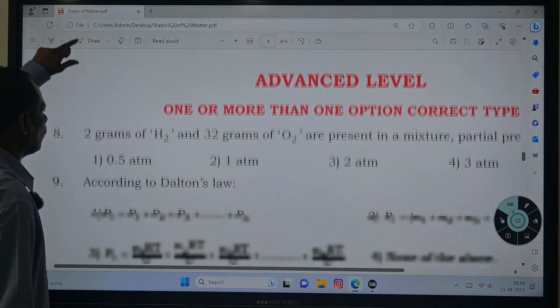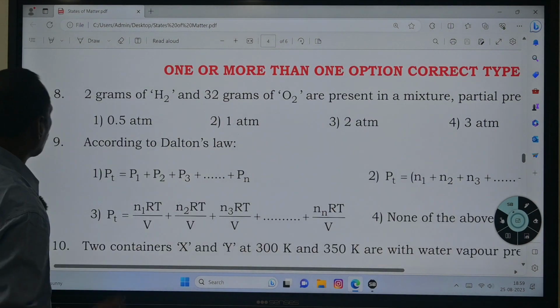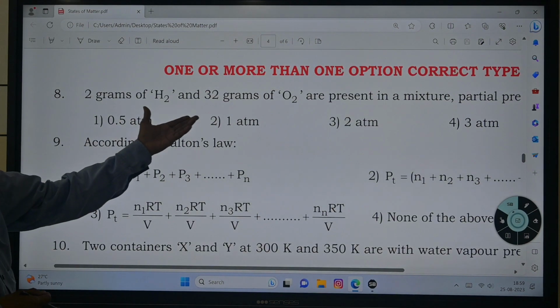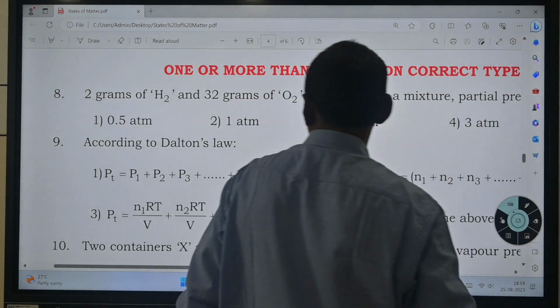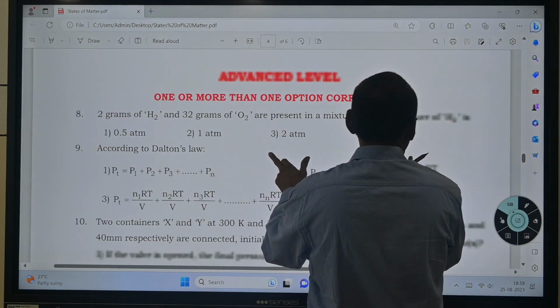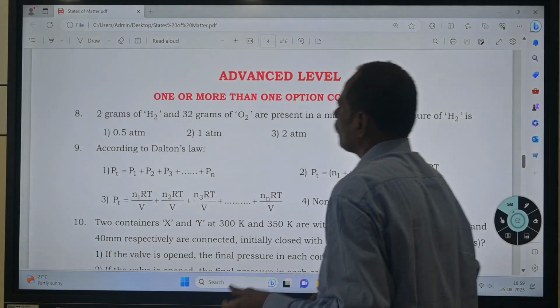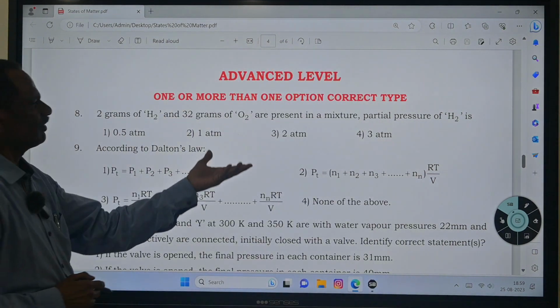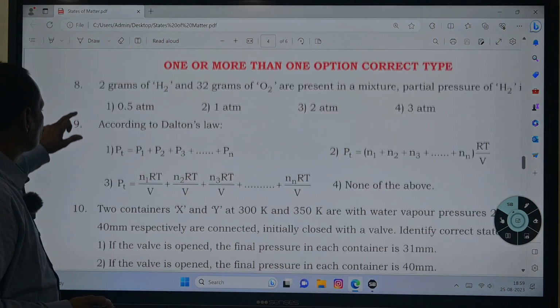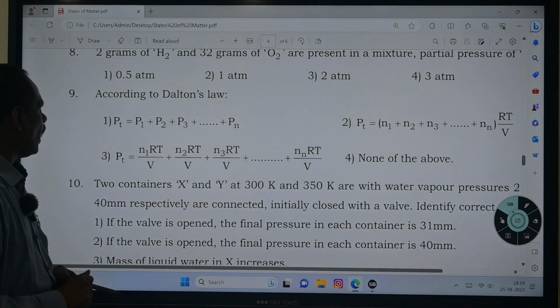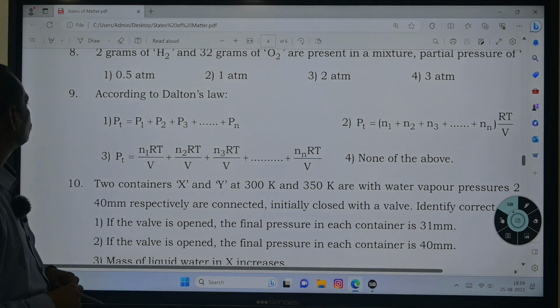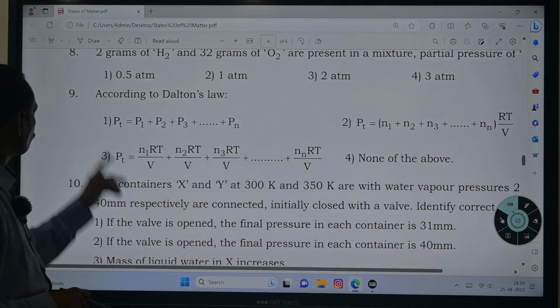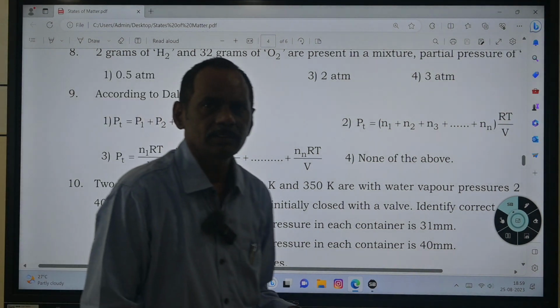Like that, one or more options: 2 grams of hydrogen and 32 grams of oxygen are present in a mixture. The partial pressure of hydrogen is a very simple, direct question. According to Dalton's law, I think there is a key mistake. Stage 2, question number 9, there is a key mistake.